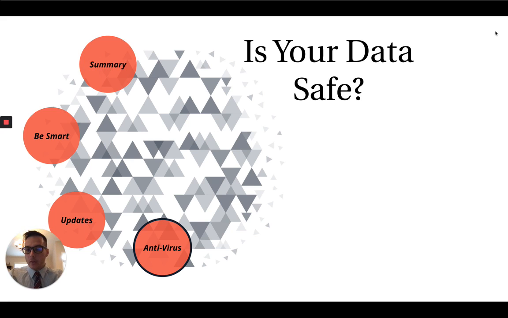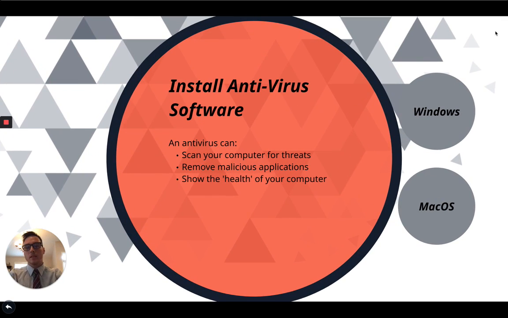So the first thing that I want to talk about, and it's the first step in securing your information and your data, is installing an antivirus. An antivirus is an application that will scan your computer for any threats or malicious applications. It can then remove those applications from your computer safely without causing any further damage. It can also give you a report that shows the health of your computer, so you can know where you stand as far as computer security goes and safeguarding your information.